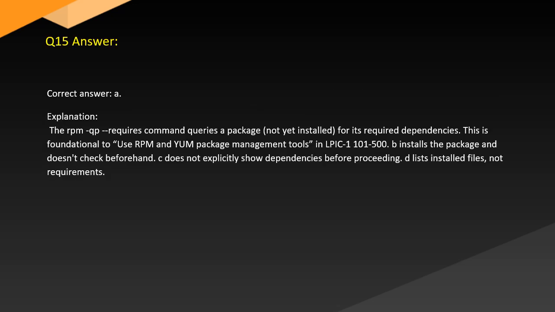Answer. Correct answer: A. Explanation. The rpm -qRp command queries a package not yet installed for its required dependencies. This is foundational to RPM and YUM package management tools in LPIC 102-500. B installs the package and doesn't check beforehand. C does not explicitly show dependencies before proceeding. D lists installed files, not requirements.